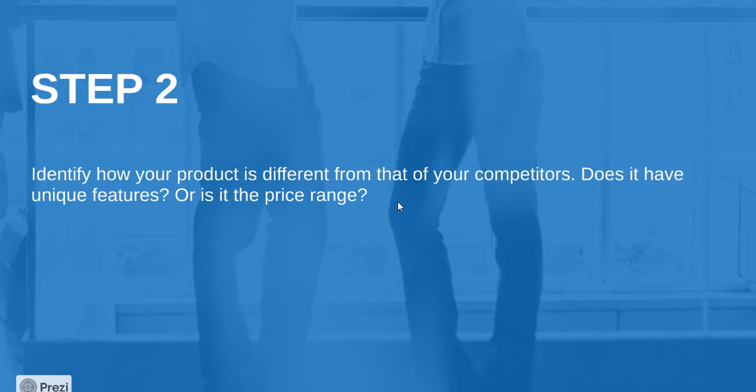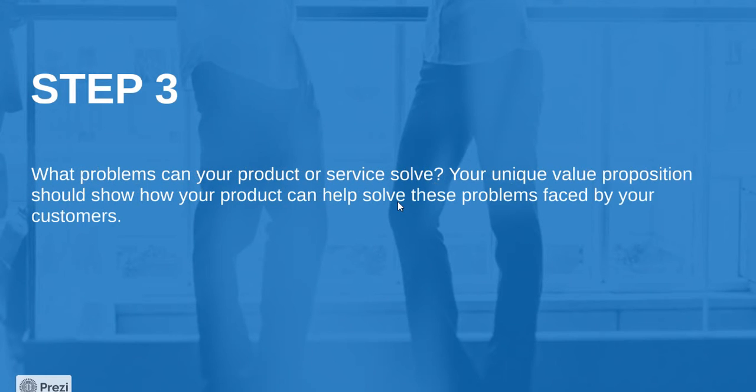Step number 2 would be to identify how your product is different from that of your opponent, of your competitors. Does it have unique features? Is it the price? Perhaps. What is your difference? Step number 3, what problems can your product or service solve? Your unique value proposition should show how your product can help solve these problems faced by your customers.